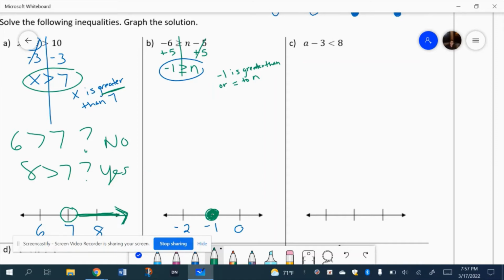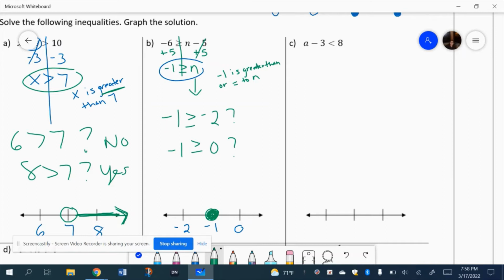That takes care of our circle. Now, our choices that we have are -2 and 0. So let's see. If I replace this n with a -2, and then I also replace it with a 0, we got to figure out which one of these is true. Is -1 greater than or equal to -2?